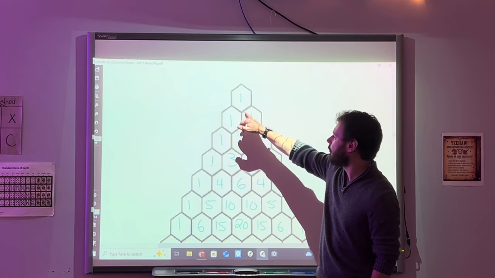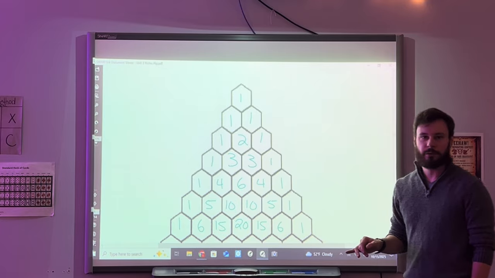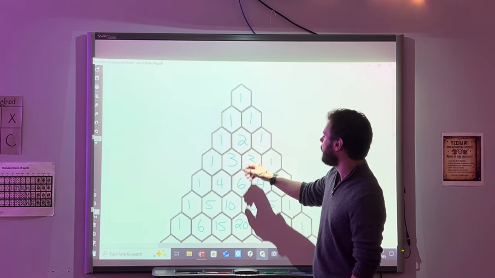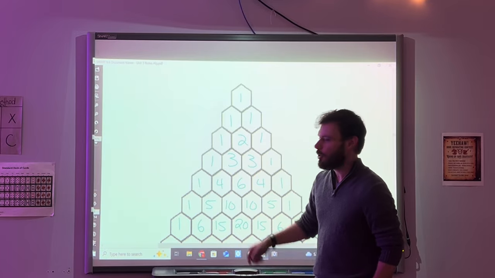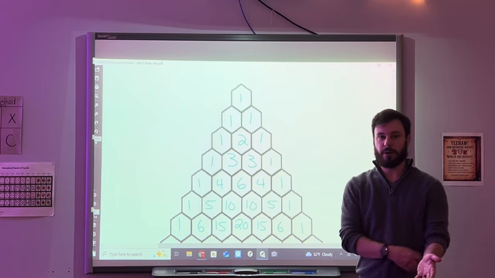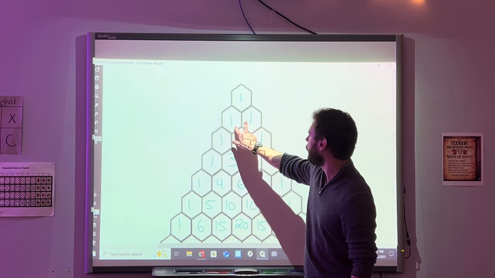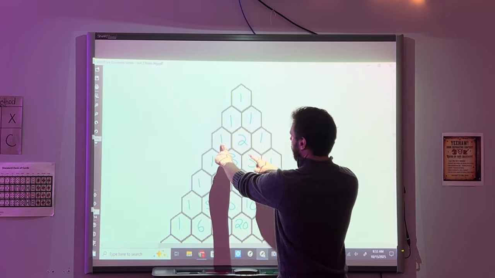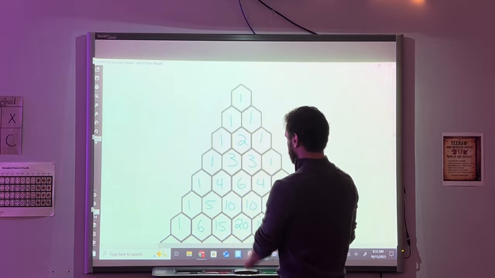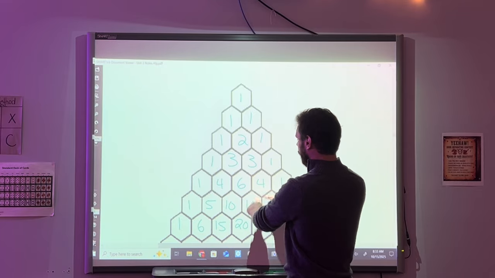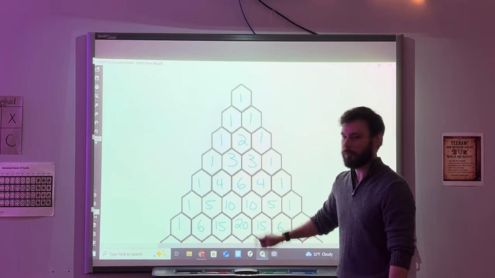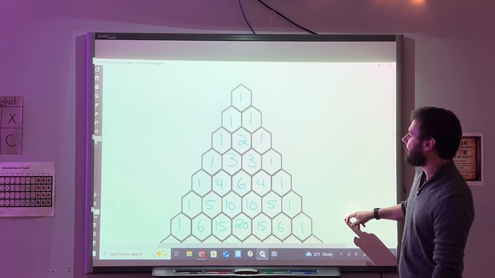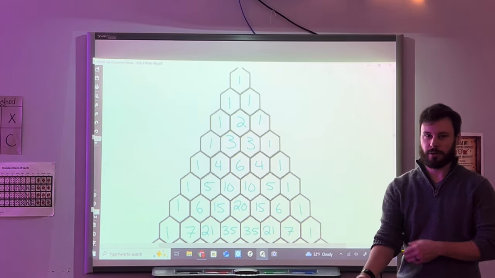Every outside row is 1, all the way down, left and right. And then to find the inside numbers, you sum the two numbers that are above it. So 1 and 1 become 2. 1 and 2 become 3. Okay? 3 and 1 become 4. All the way down. And this goes forever and ever and ever.